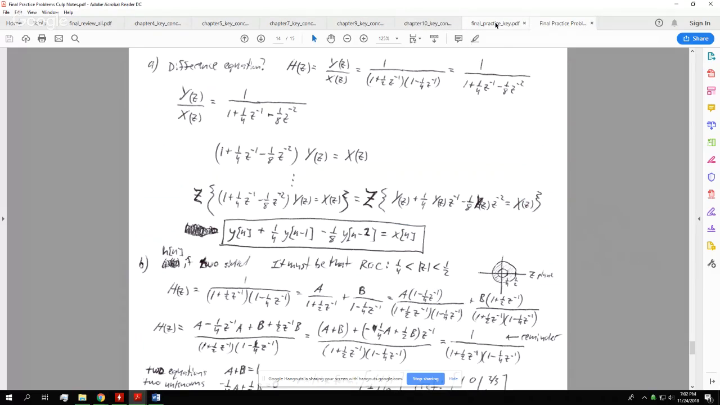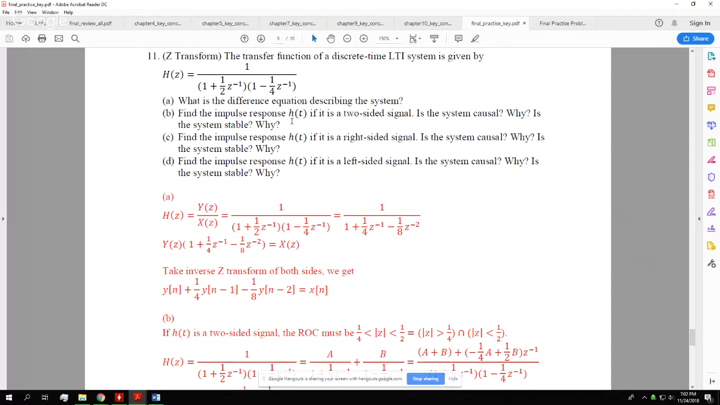So let's see what we have to do on part B. Part B wants us to find the impulse response h of t if it is a two-sided signal. Is the system causal, and why? Is the system stable, and why? Just like in the last problem that I worked, I think it was problem 9, we're doing the exact same thing. We're going to be finding h of t under different conditions. At first, we're going to do it for a two-sided signal, then for a right-sided signal, then for a left-sided signal. The only thing that's different is that our h of z will be the same. What differs is our regions of convergence. We have 3 different regions of convergence here.